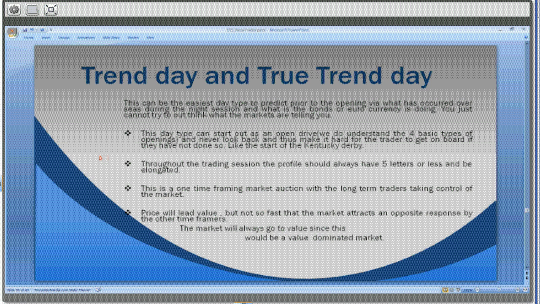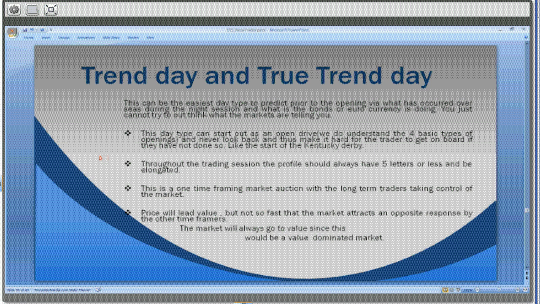Trend days, easiest day type to predict. It really is. This can be the easiest day type to predict. It took me 3 months to not argue with a trend day. I've developed the trading plan for a trend day, but I argued with it for 3 months with real money. Like I said, I'm no different than you. After 3 months of arguing with it, I said I'll never argue with a trend day again, and I never have. This day type can start out at open drive.